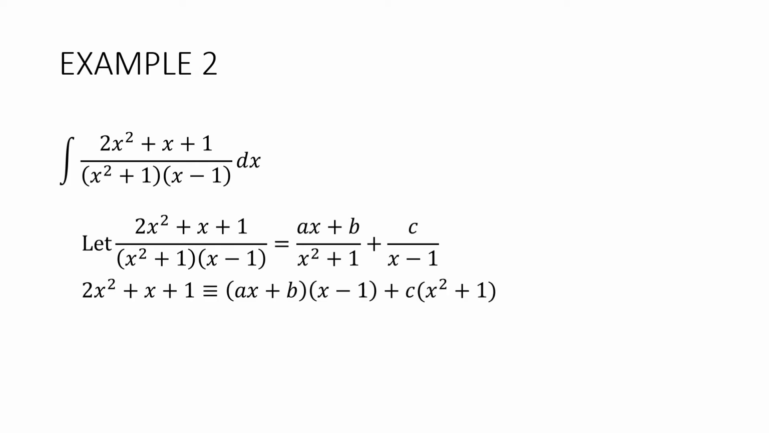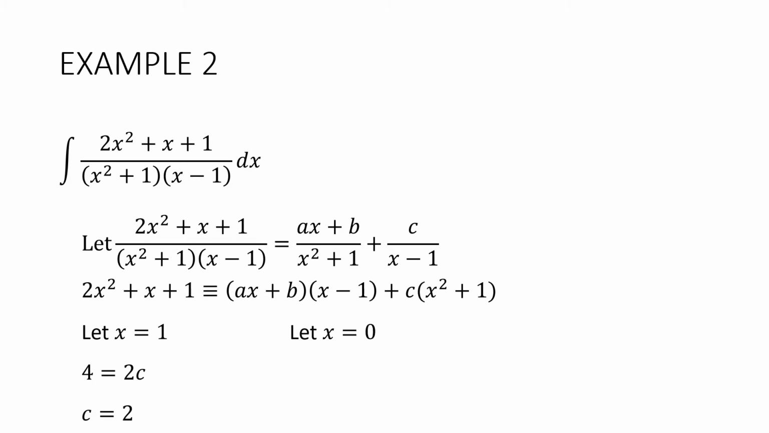So I get 2x squared plus x plus 1 is equivalent to ax plus b multiplied by x minus 1 plus c multiplied by x squared plus 1. Let's start by making x equals 1, and that will wipe all of that out. 2 plus 1 plus 1 is 4, which is equal to 2c. And so c is equal to 2.